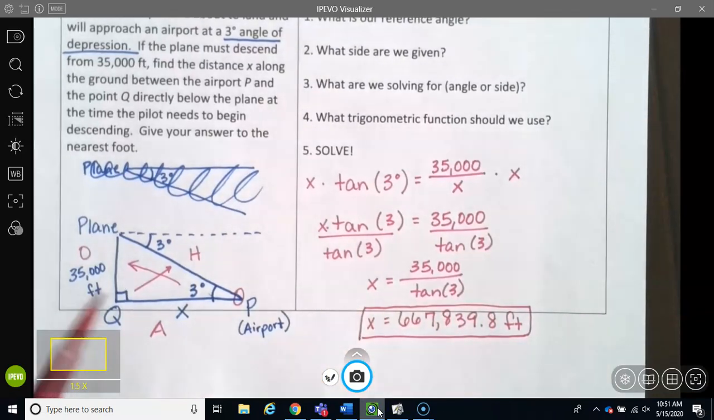So if your plane's angle of depression is only 3 degrees, which is a small angle, and it's 35,000 feet in the air, then this distance, 667,839.8 feet, is the distance from the point on the ground right below the plane to the airport.